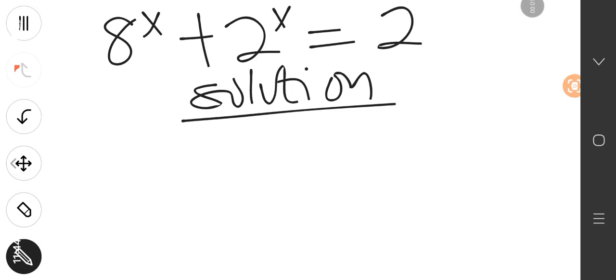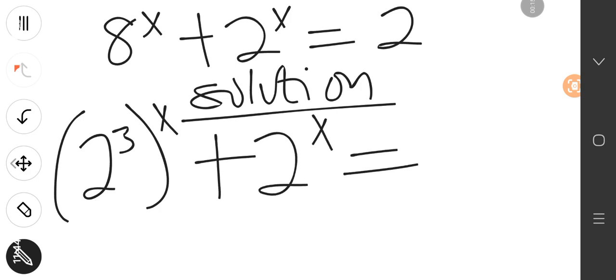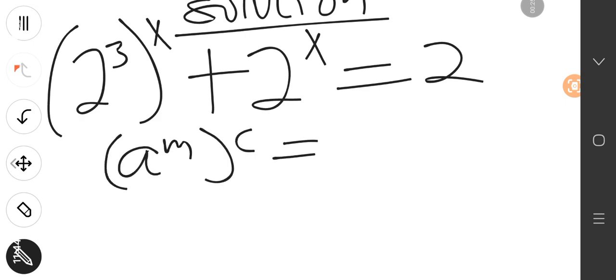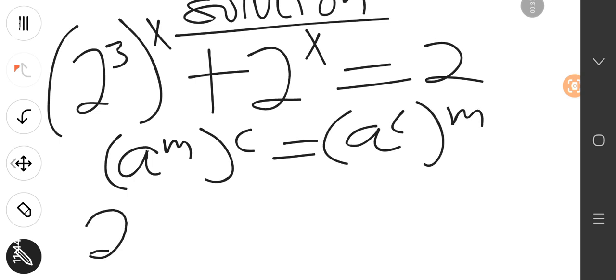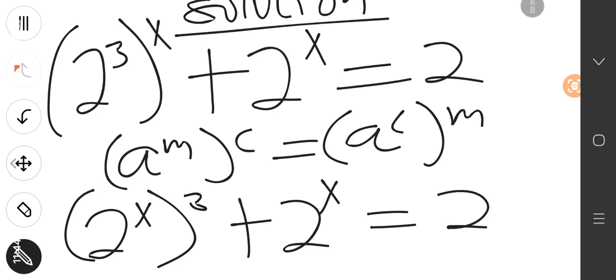Now you have 8 exponent x plus 2 exponent x equals 2. Now we can write 8 as 2 exponent 3, so this is 2 exponent 3x plus 2 exponent x equals 2. All right, let's apply the power of a power rule of indices here. So a exponent m times c is the same as a exponent c times m. So you're going to have 2 exponent x, all exponent 3, plus 2 exponent x equals 2.